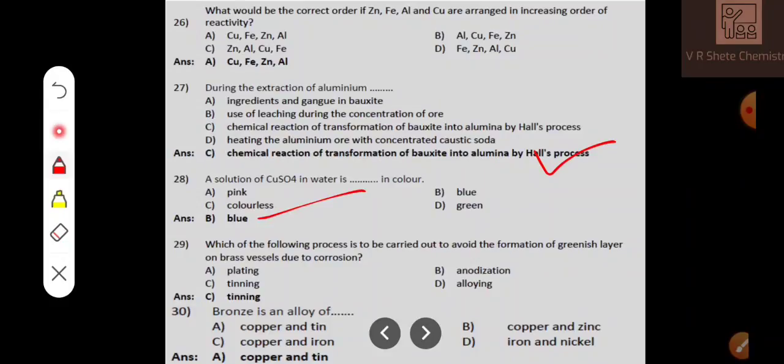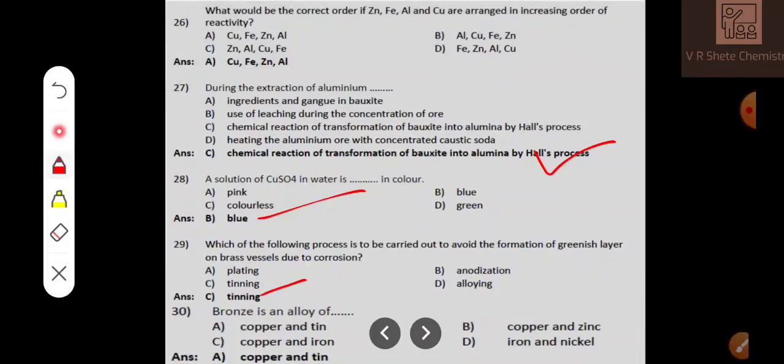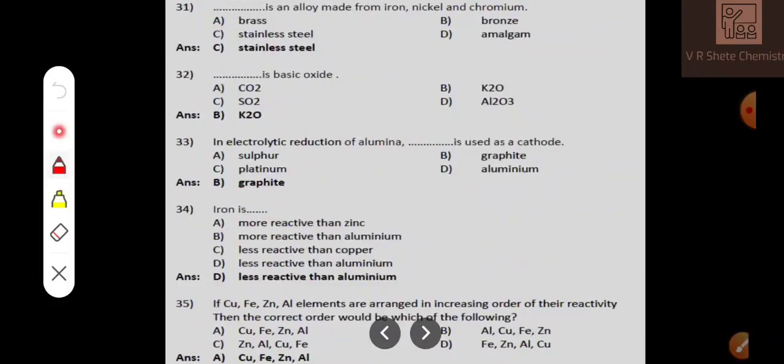Which of the following processes is carried out to avoid the formation of a greenish layer, that is corrosion? On the basis of corrosion, tinning is utilized. Bronze is an alloy of copper and tin. Stainless steel is an alloy of iron, nickel and chromium.